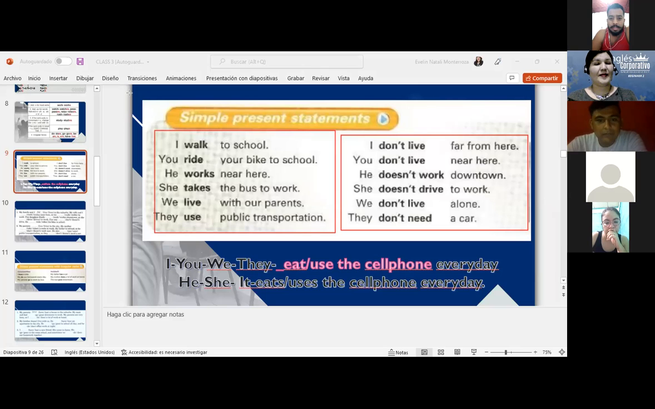We live with our parents. We don't live alone. Parents. Yeah. They use public transportation. They don't need a car.